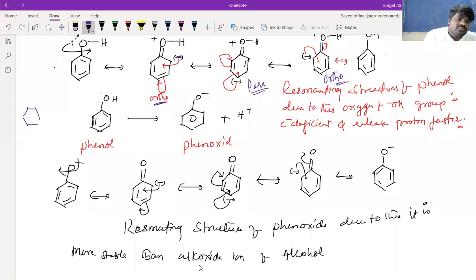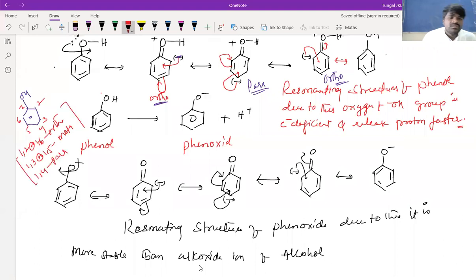If this is your phenol, this is your first position. 1, 2, 3, 4, 5, 6. 1, 2 or 1, 6 are called ortho, and 1, 3 or 1, 5 are called meta. 1, 4 is called para. Anything present either at 1, 2 or 1, 6 is called ortho, 1, 3 or 1, 5 is meta, and 1, 4 is para. So here negative charge comes only at ortho and para position.